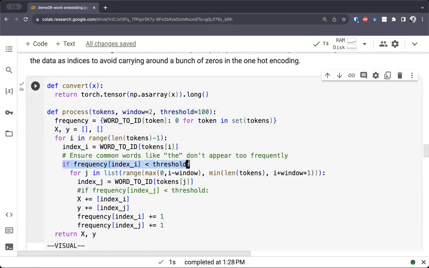On this line, we do a check to make sure that the frequency of the particular word that we're adding isn't too large. This is to avoid words like "the" appearing too many times in our data, which could potentially skew our result.